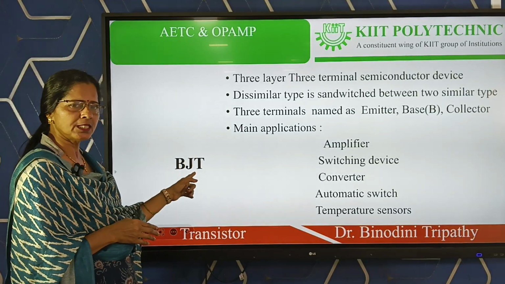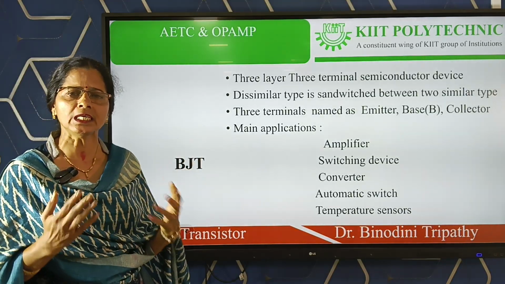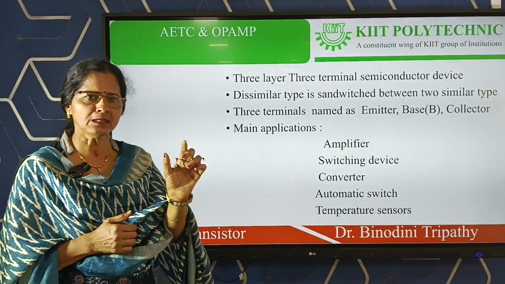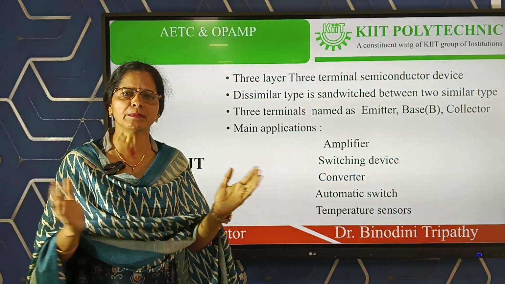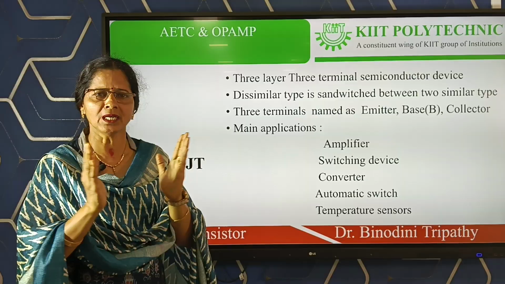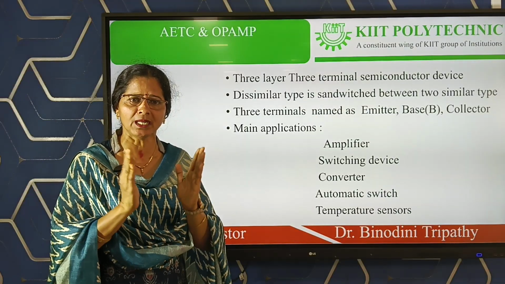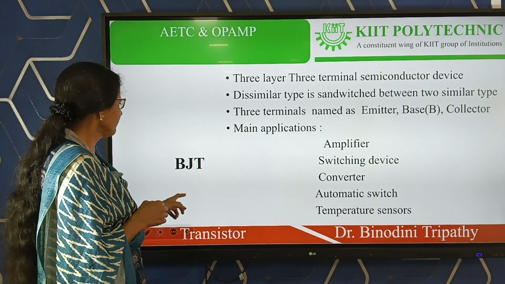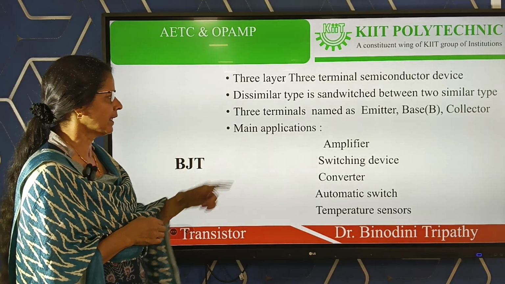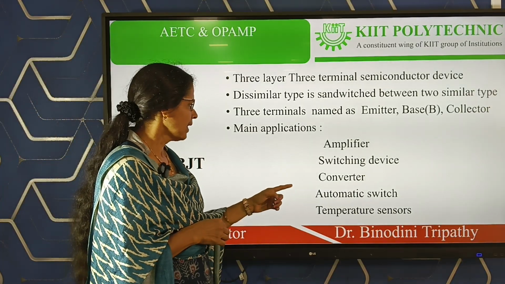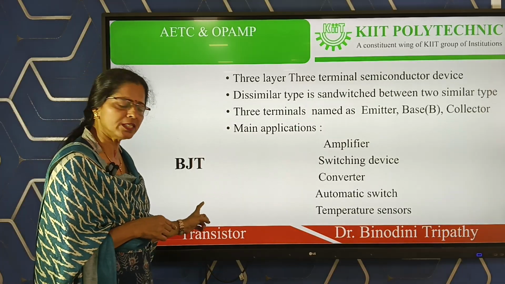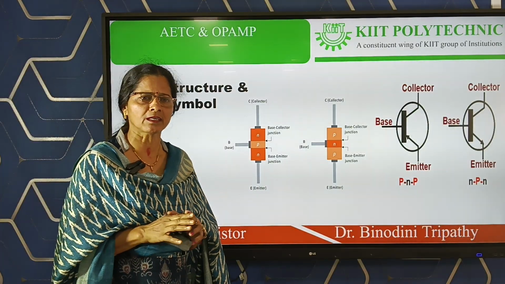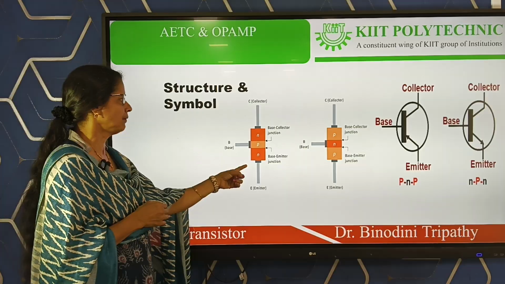The BJT is basically a three terminal semiconductor device in which a dissimilar type of semiconductor is sandwiched between two similar types. Between the two similar type semiconductors, a dissimilar semiconductor is introduced. It is used for amplification, as a switching device, converter, automatic switch, and in temperature sensors. So overall it is a three terminal semiconductor device. Now we can easily understand the definition from this.